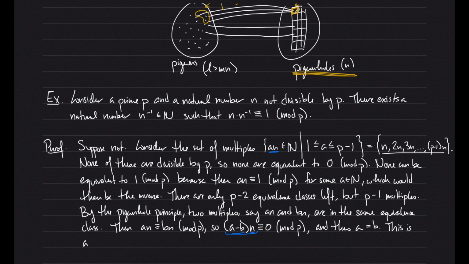So this can't happen, basically, because by the pigeonhole principle, 2 different multiples, maybe I could have used the word different to be really clear, must be in the same equivalence class, but then we show that they're the same multiple here, so we're contradicting the pigeonhole principle. And this is a contradiction, so our original assumption, that what we were trying to prove wasn't true, must be wrong, and so what we're trying to prove must be true, which is what we wanted.